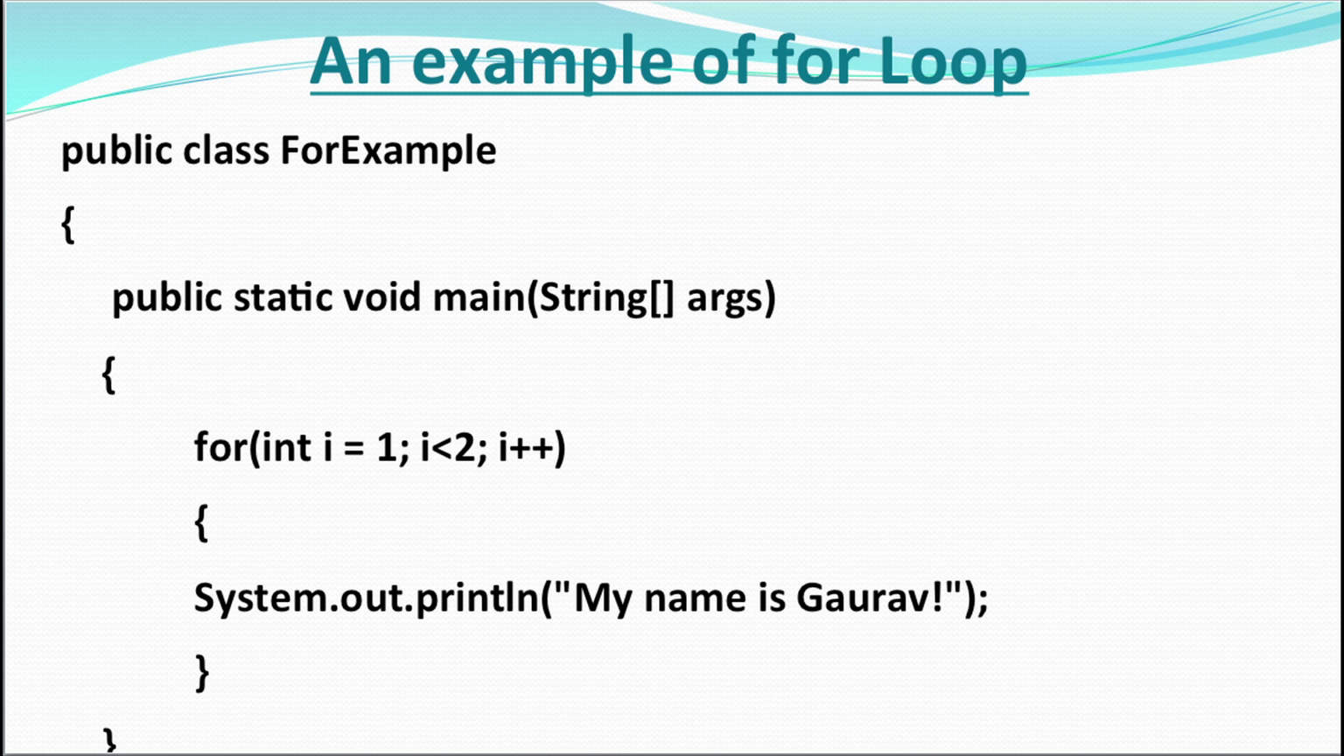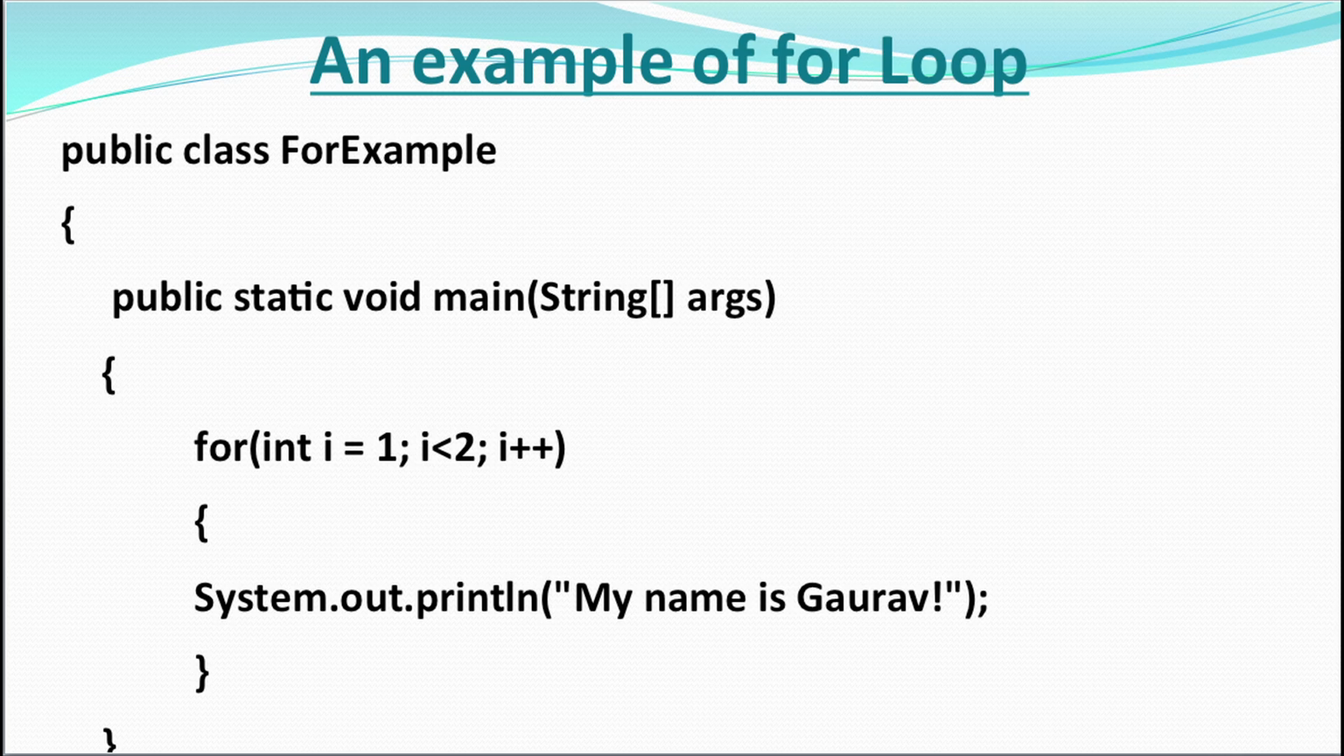Then we have put i++. i++ is equal to i = i + 1. It means if you write i++ or if you write i = i + 1, both things mean the same thing, right? So what will happen when this for loop gets executed?